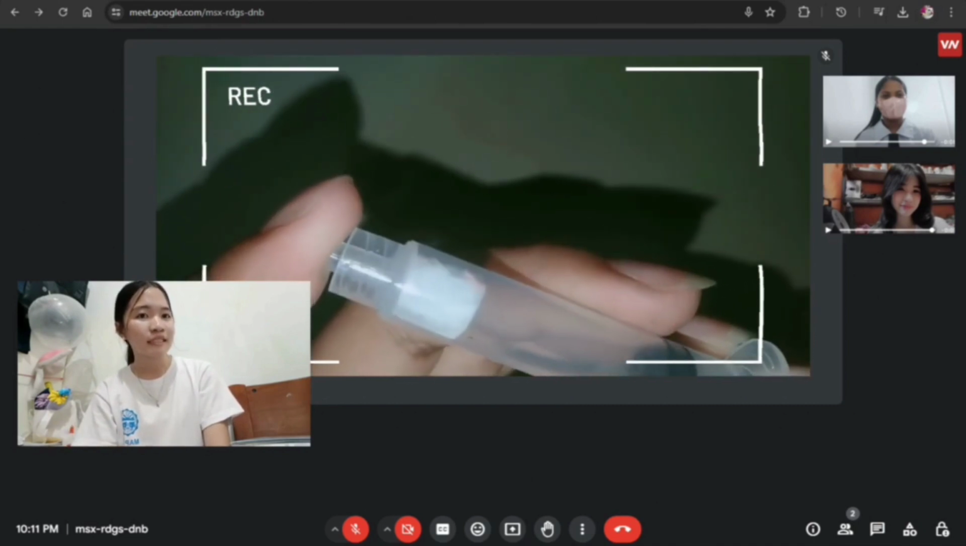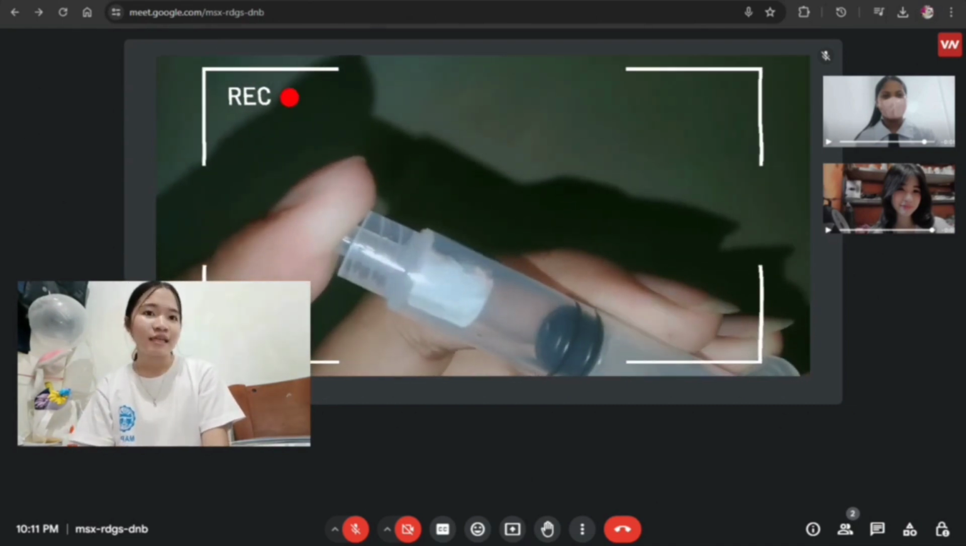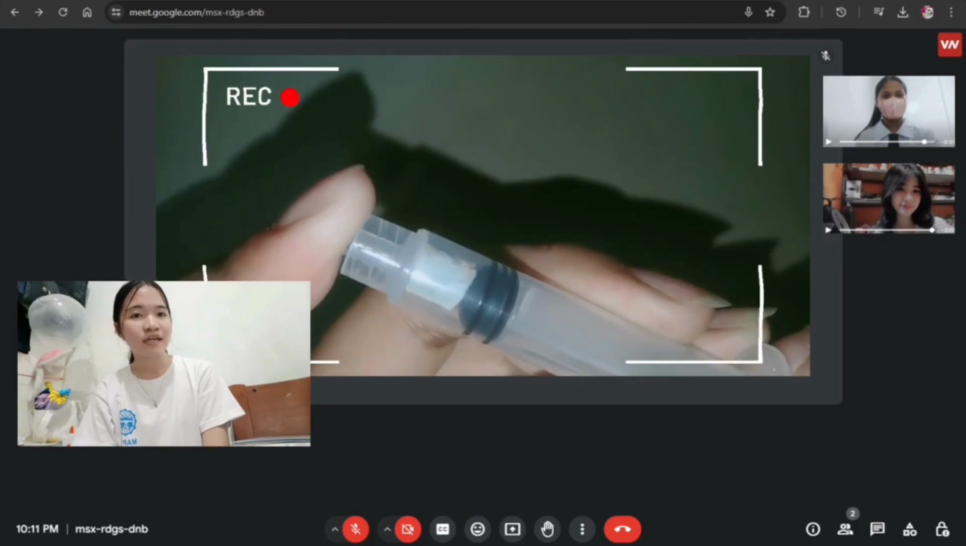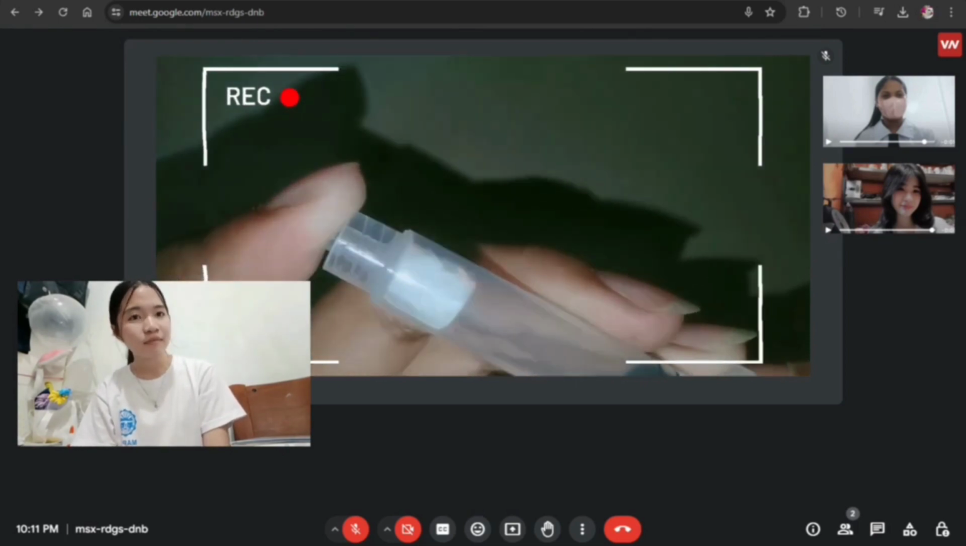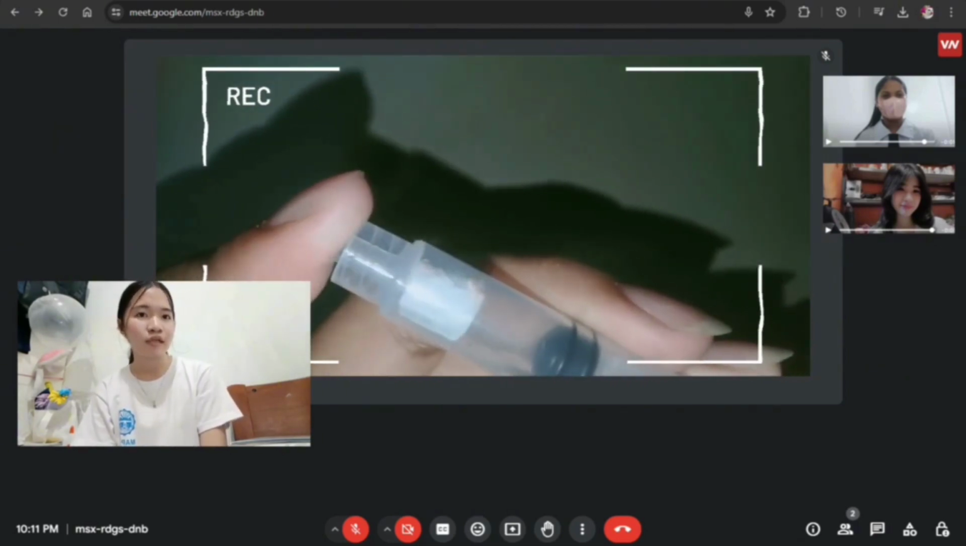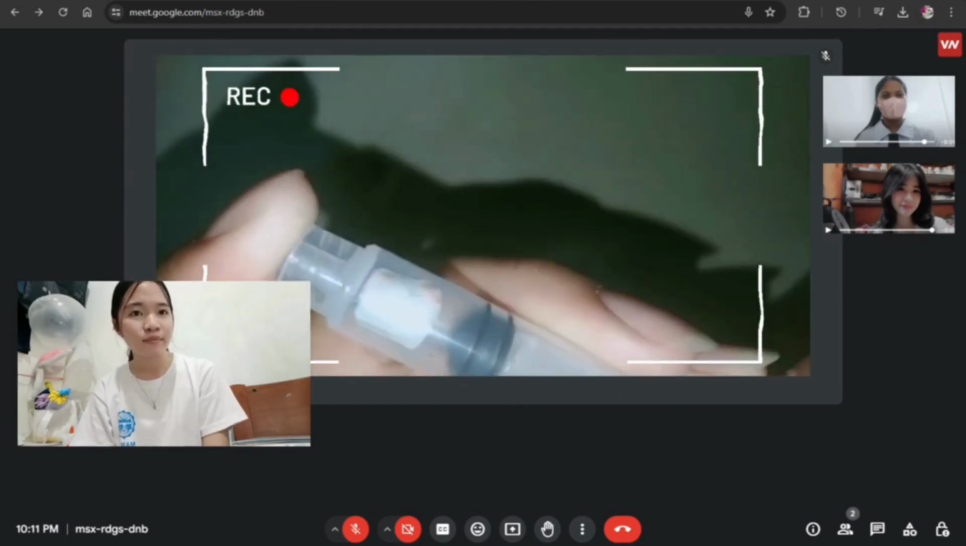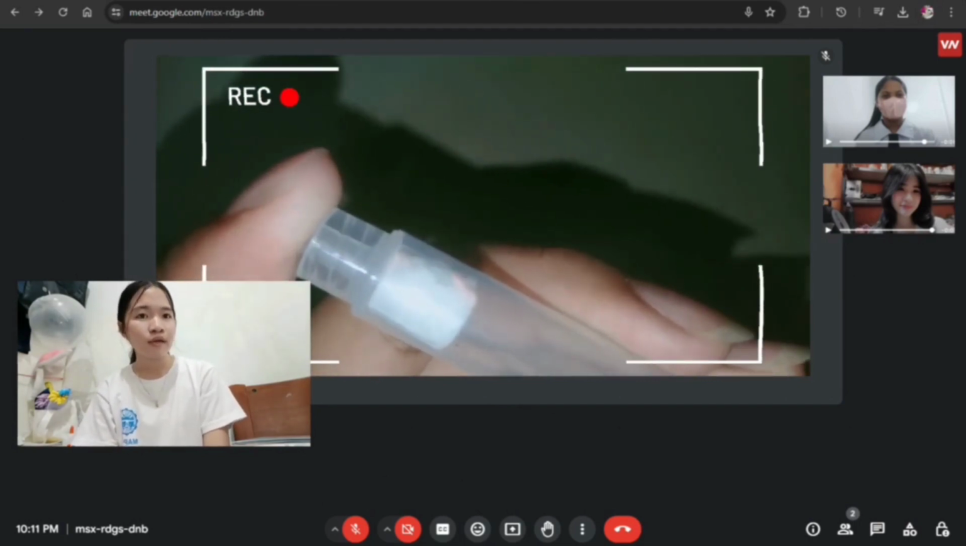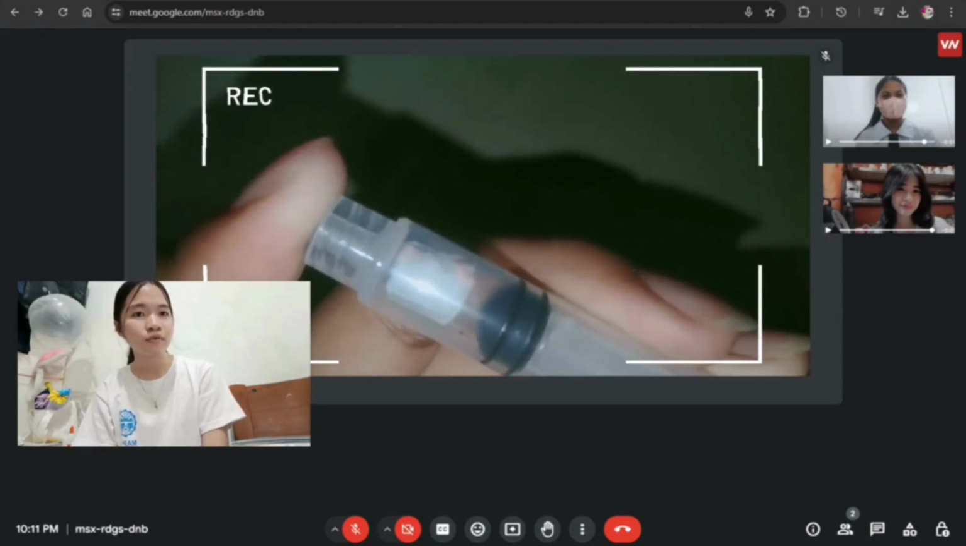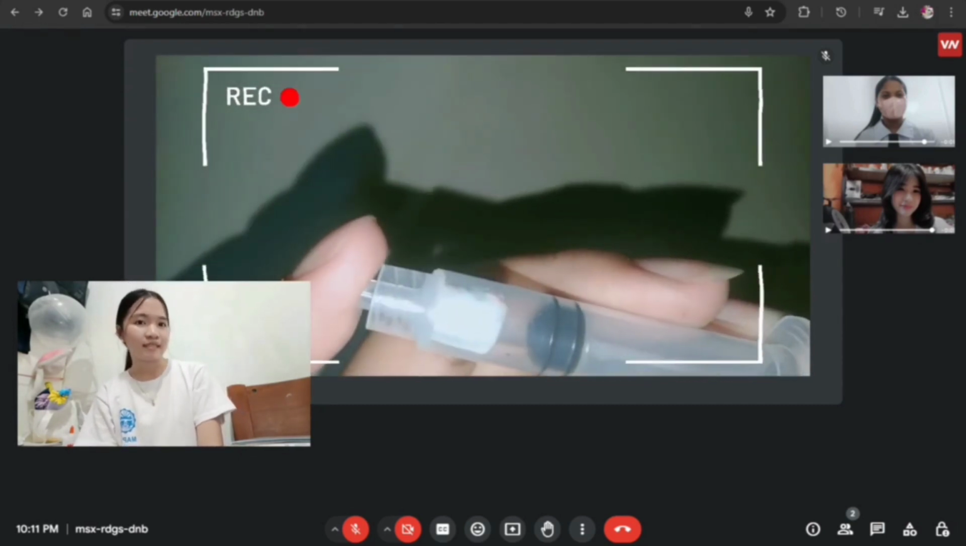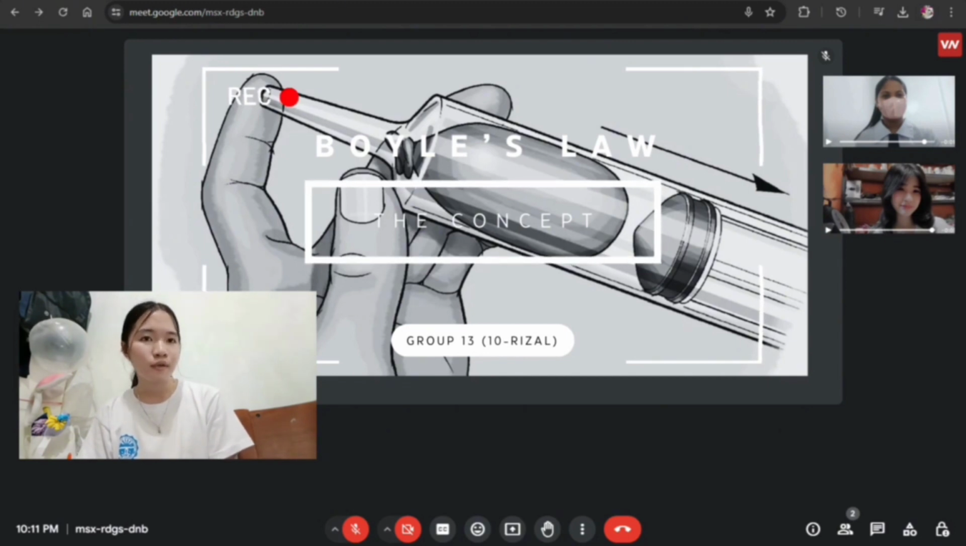So as we can see in our experiment, as we put pressure on the syringe, the marshmallow will get smaller and smaller. And when we reduce the pressure, the marshmallow will go back to its original size. So when the pressure is low, the volume is high and vice versa. So therefore, Boyle's law states that the pressure is inversely proportional to the volume while the temperature is constant.